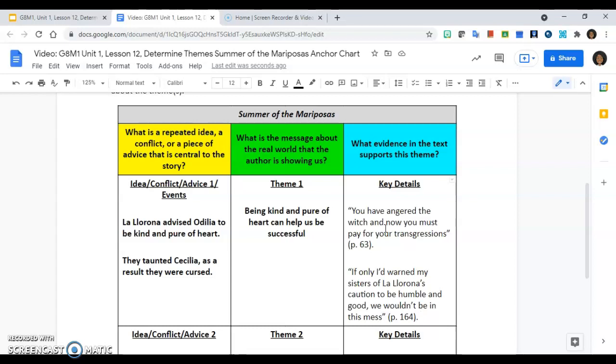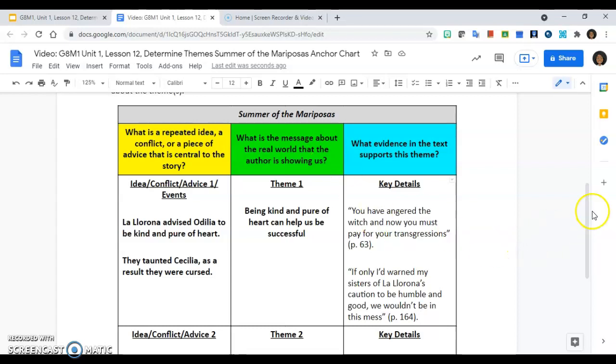The advice is be kind and pure of heart. When they weren't, they were cursed. That was the advice, and that was an event. So obviously, being kind and pure of heart can help you. Everything just kind of goes hand in hand.